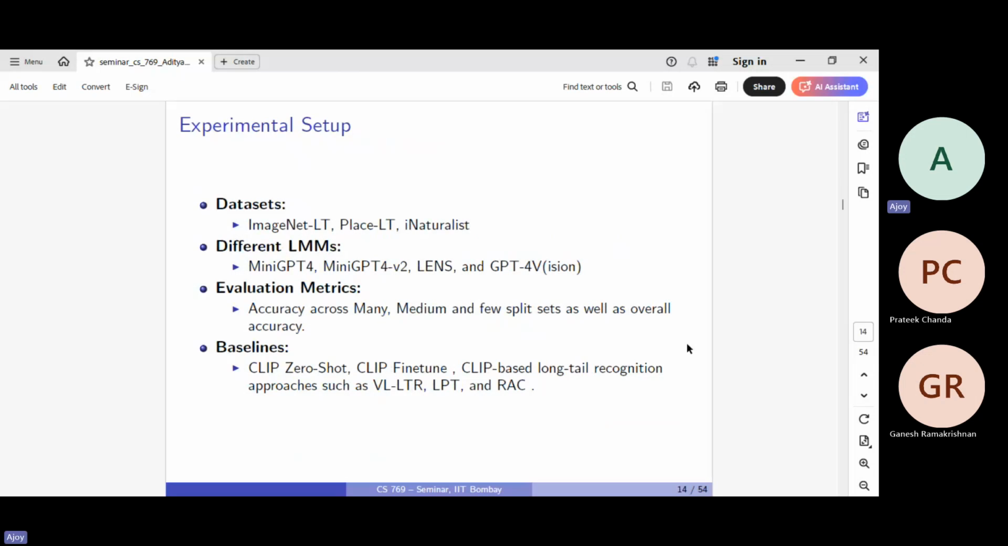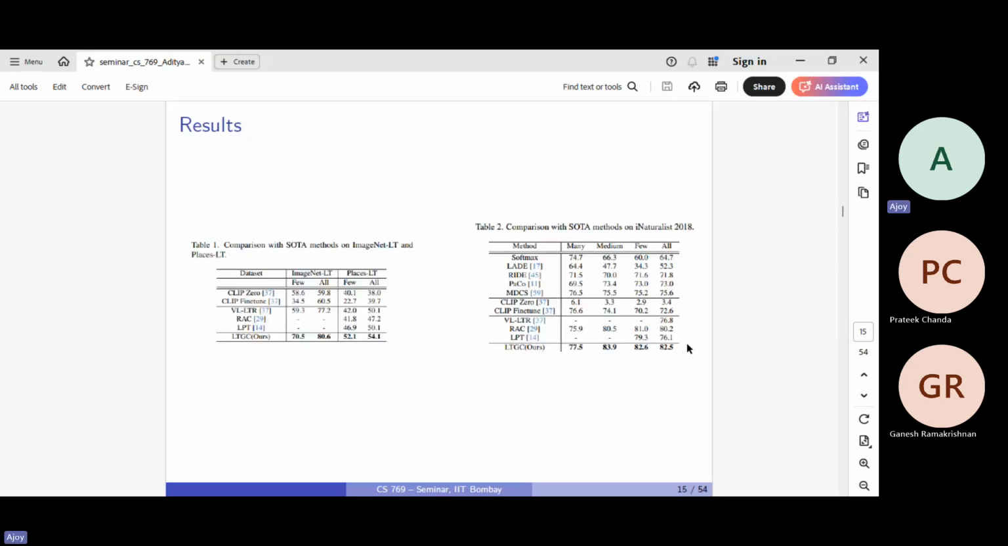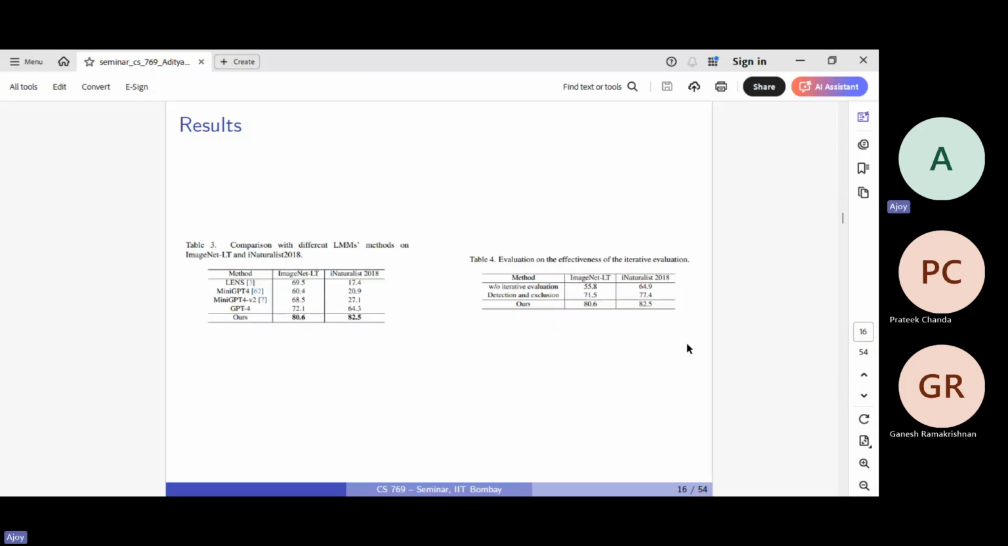So they have compared these to just the clip-based methods, so that it remains uniform. The results remain uniform. Next, in this next step, they have shown the effectiveness of their iterative evaluation process. So these are quite important to this method.